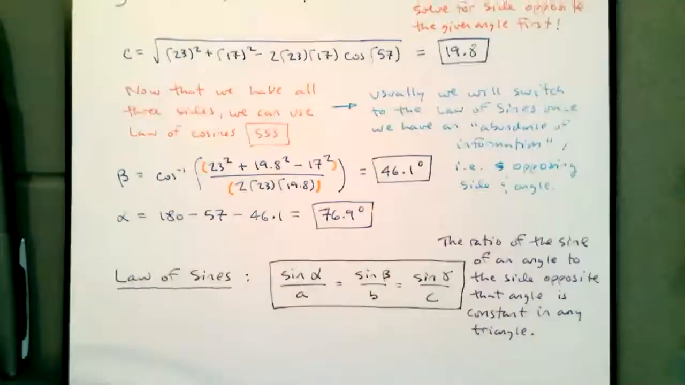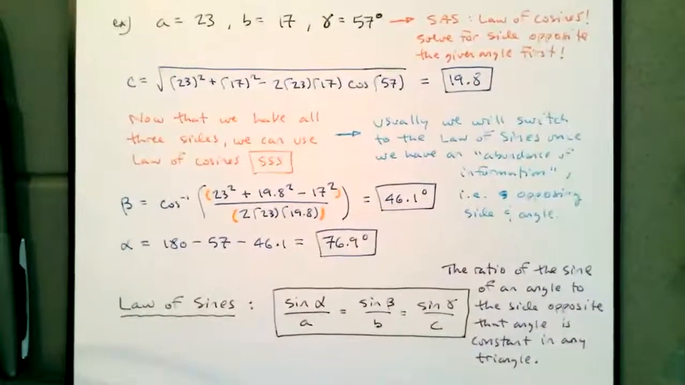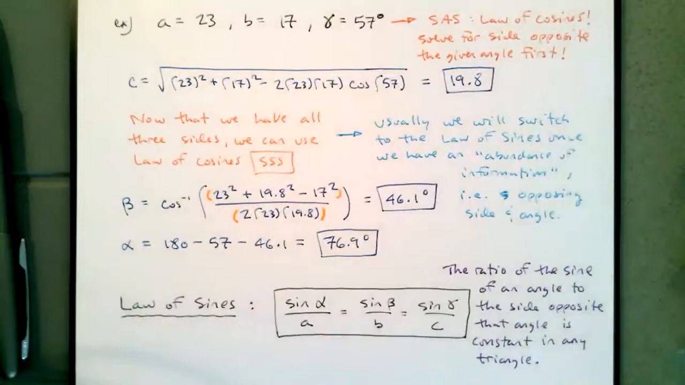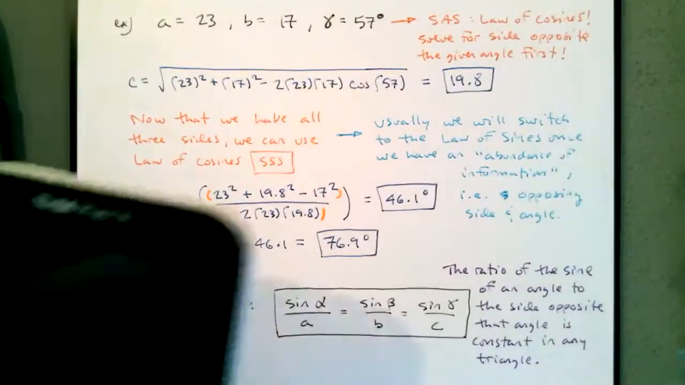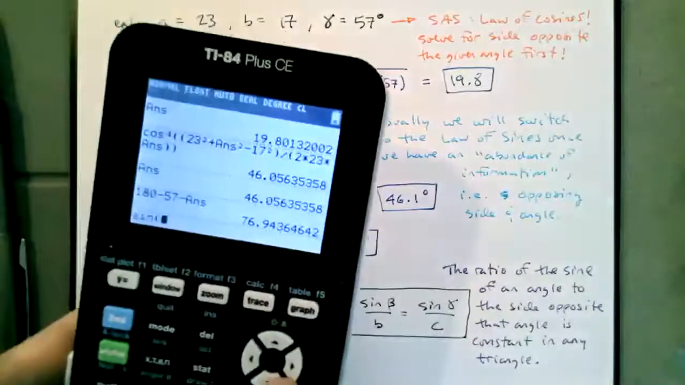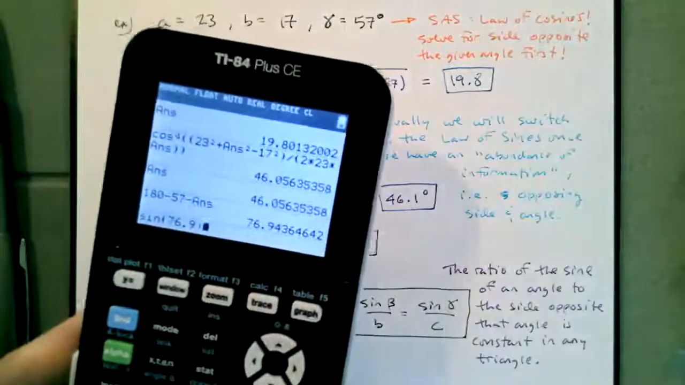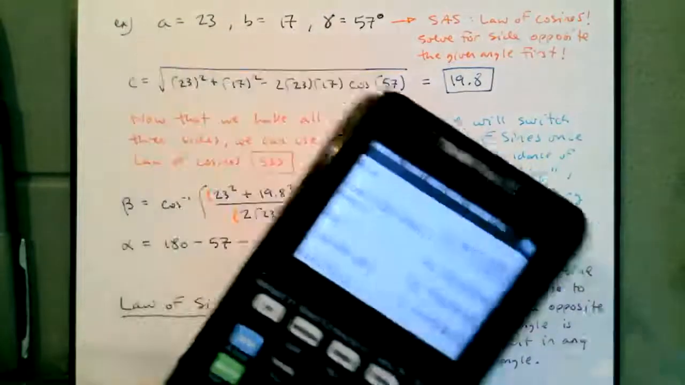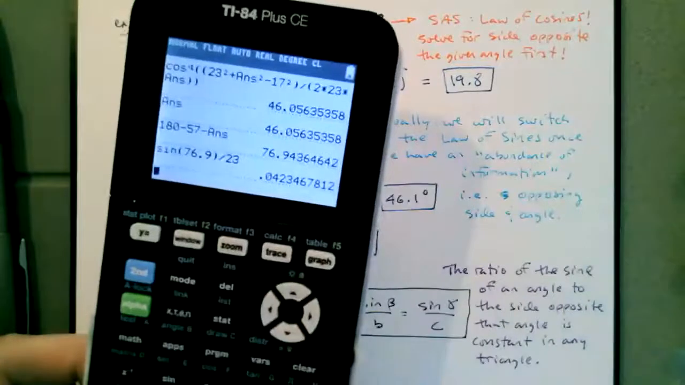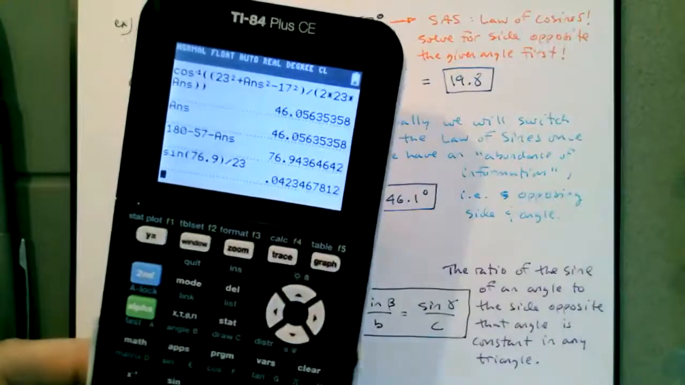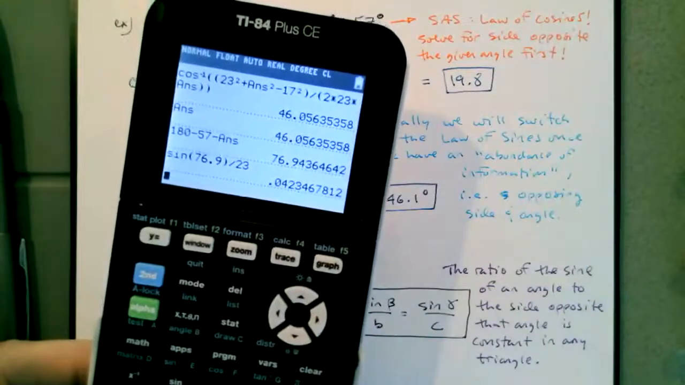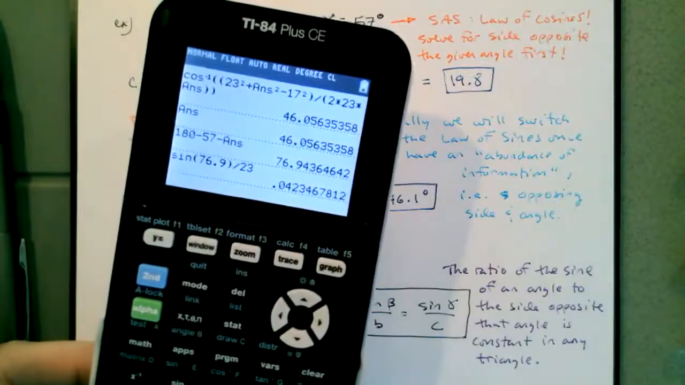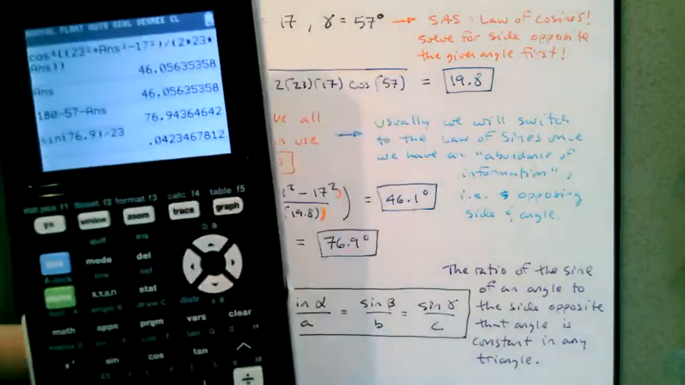Let's make sure that this tracks. Let's take the triangle that we just solved. How convenient for us. Let's take the sine of 76.9 and divide that by the side opposite, that is 23. So the ratio of the sine of the angle to the side opposite that angle is 0.0423467812. We're not going to get that much because I rounded off to 76.9.